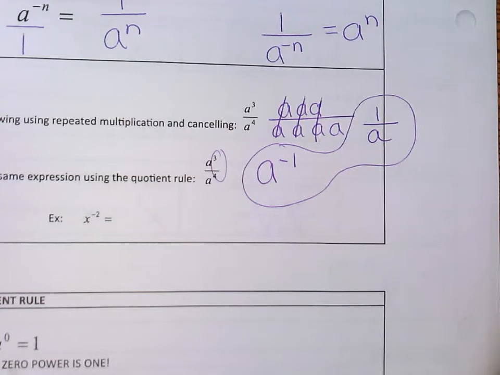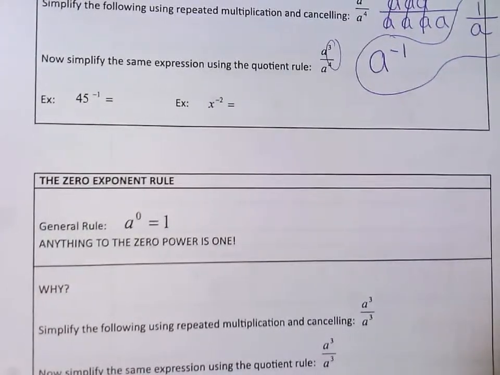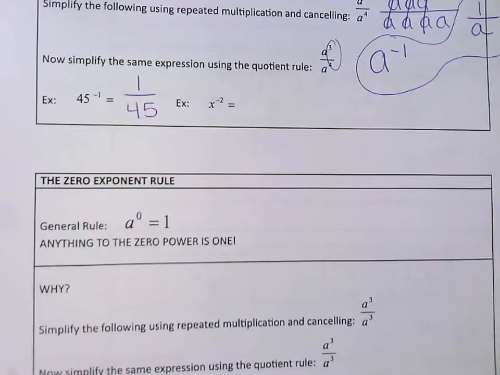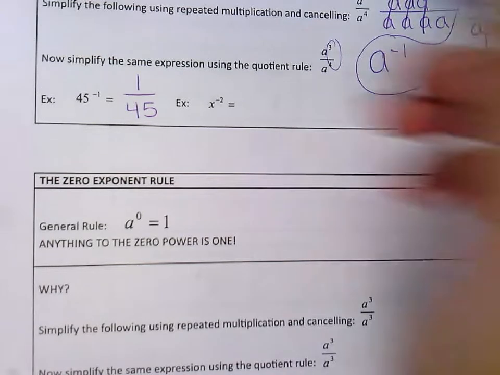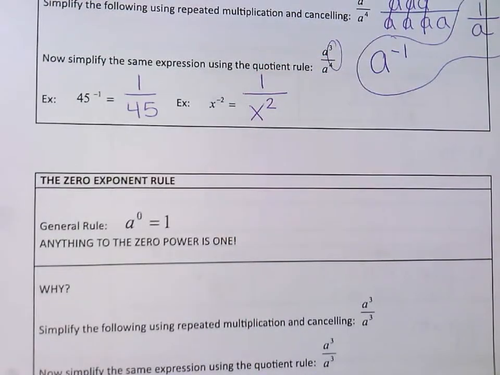So if I've got these terms, 45 to the negative first power, that's 1 over 45 to the first power. If I have x to the negative second power, that's 1 over x to the positive second power. So you're moving it and making the exponent positive.